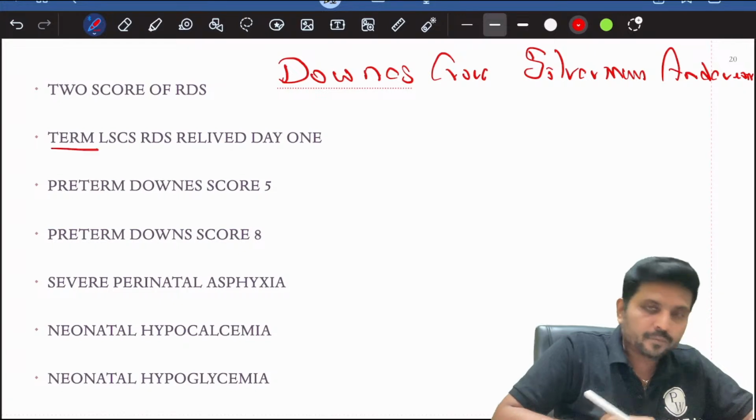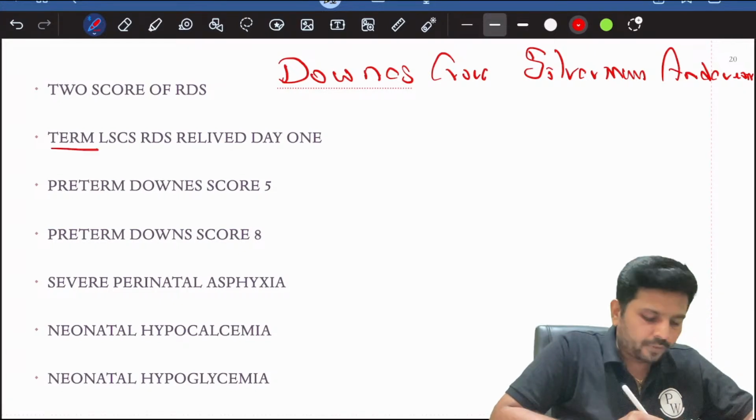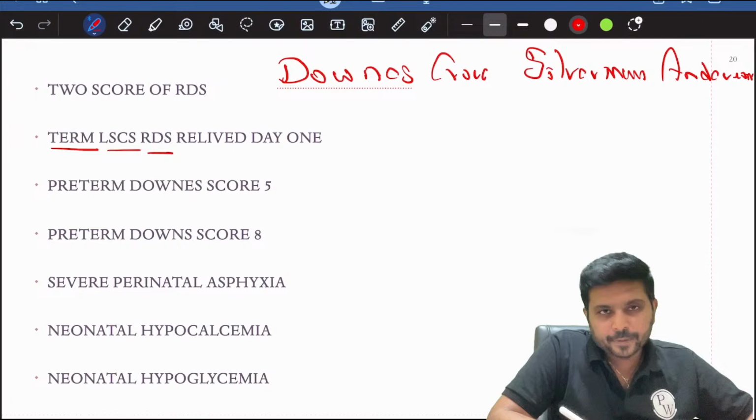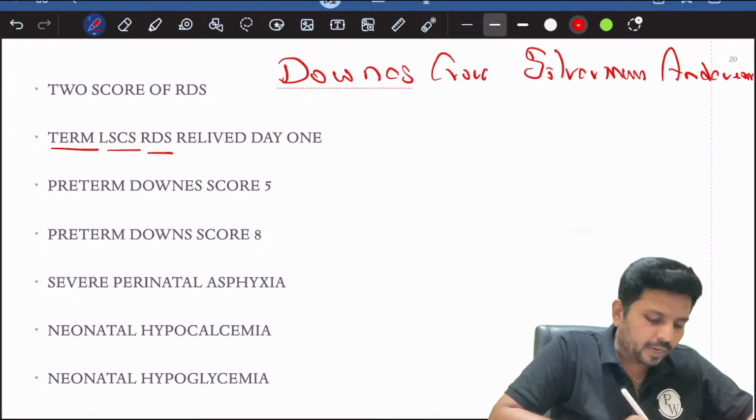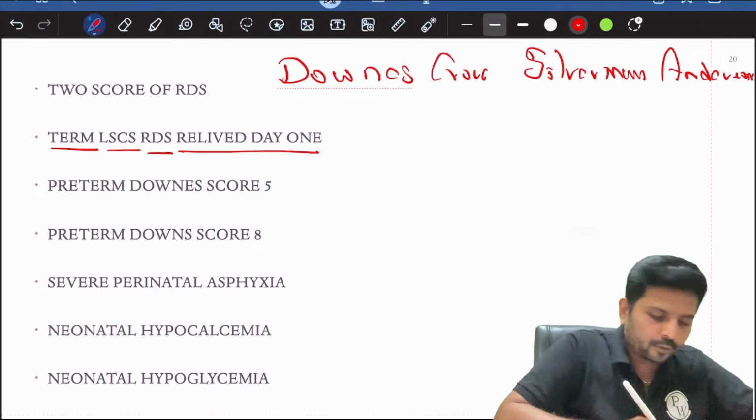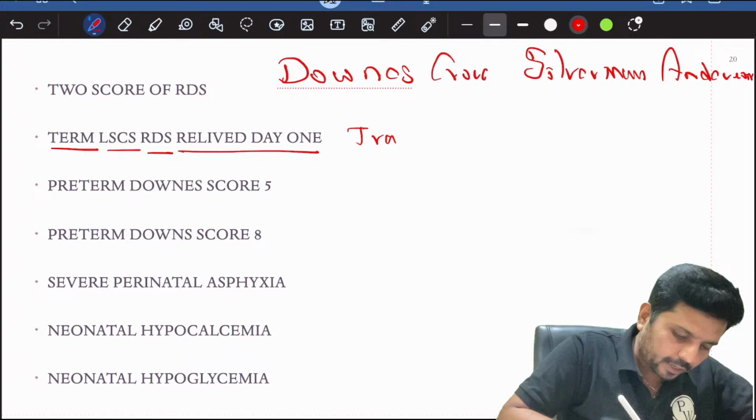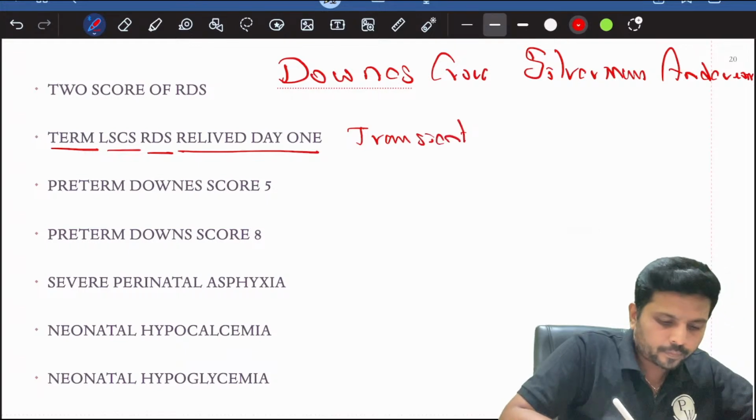When you have a term child, born of LSCS, and the child had a mild respiratory distress, relieved on day one, what is the diagnosis? The diagnosis is transient tachypnea of newborn.